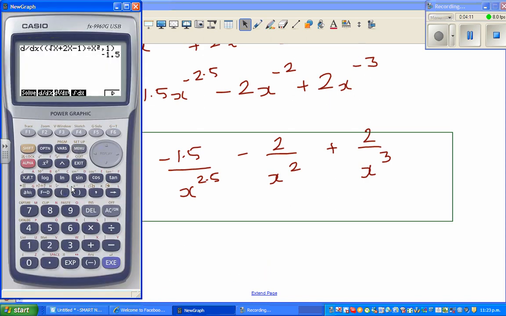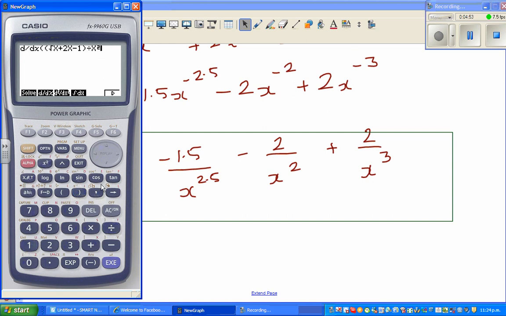I'll show you in the run menu. If you go to option and press F4, this is d by dx. F2 is d by dx of the function. The function is, so you have a denominator. This is by default, I'll delete it. This starts with brackets, but I want to put the numerator in the bracket. So start with the bracket, shift square root of x, plus 2x minus 1, close the bracket, this is the numerator, divided by x squared.